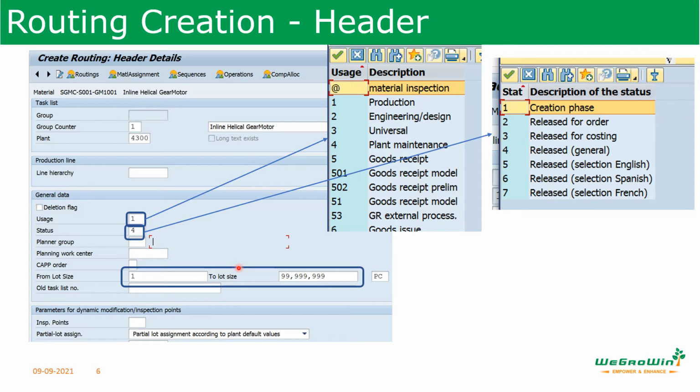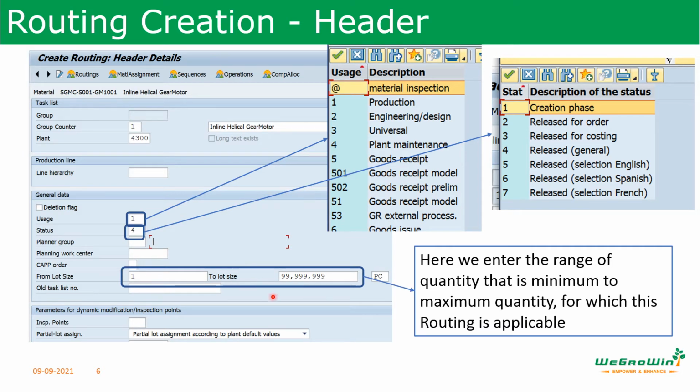And then we have this lot size. Lot size is the quantity range, minimum to maximum, for which the routing is applicable. For example, to produce one product, there may be two routings. One routing may be on a slow machine, for example, and another routing is for a fast machine.